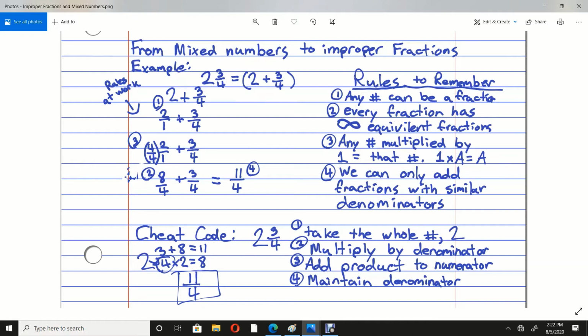Times 2. Oh, yeah, that's right. 11, 4 times 2 is 8. So we added the 8 up here. We got 11. The denominator stays the same, so it's 11 and a fourth, okay?